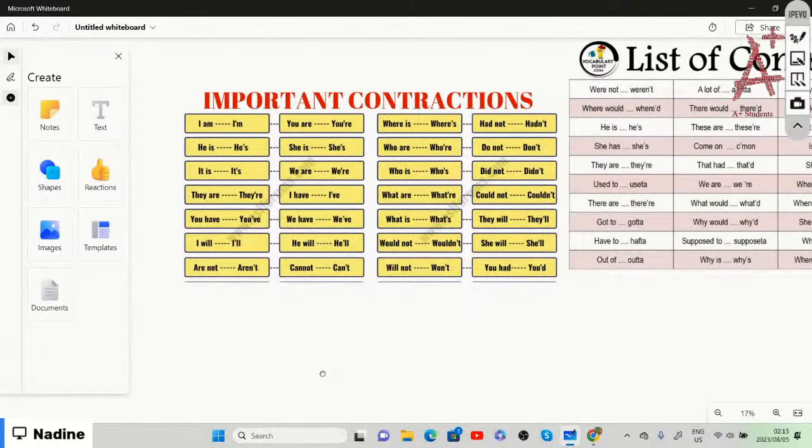Whether we say I'll or can't or he'll, she'll, what's, who's, right? She's, he's, don't. So that is but a few of the important contractions that you constantly use literally every day, whether in writing or mainly in speaking.